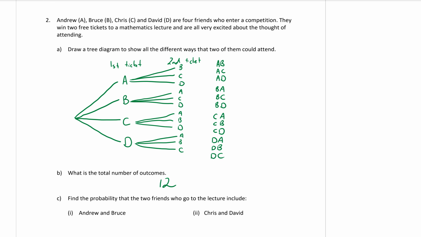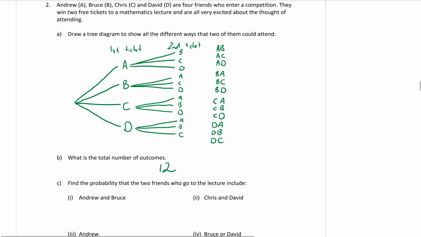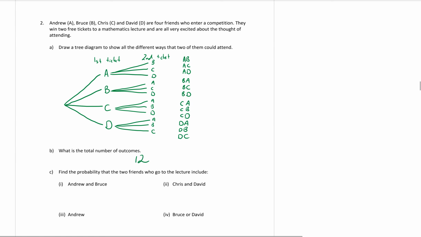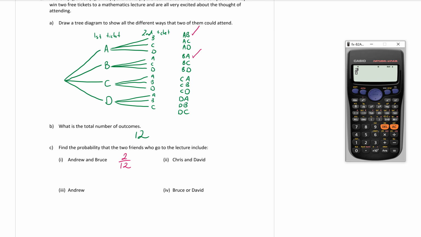Part C, find the probability that the 2 friends who go on the lecture include Andrew and Bruce. Now, it just has to include Andrew and Bruce, but it doesn't really matter if Andrew gets the first ticket or the second ticket. So it could be Andrew, Bruce, or it could be Bruce and Andrew. Either way, they both get to go, right? So that means that there is 2 ways out of, remember that there's 12 outcomes there, 2 out of 12 ways that Andrew and Bruce are the ones that get to go. So we can simplify that. 2 out of 12 is 1/6.